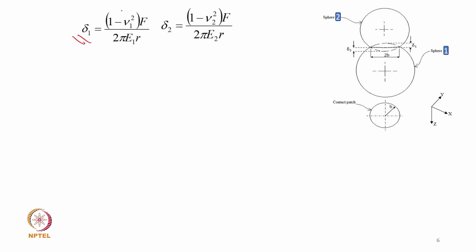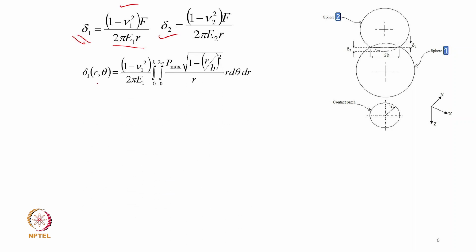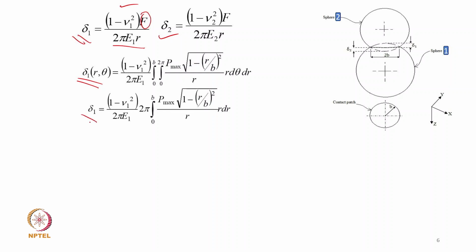We say 1 minus nu square into F divided by 2 pi Young's modulus into r, which will vary from 0 to b. The same thing can come from the elastic deformation of the second sphere. Now we can integrate, because we know F can be given in terms of the pressure, the way we already derived in the previous case. And then there is axis symmetry, that means 0 to pi can be given exactly, because if I integrate this from 0 to 2 pi, theta and d theta becomes 2 pi. That's why we are writing it in this manner.